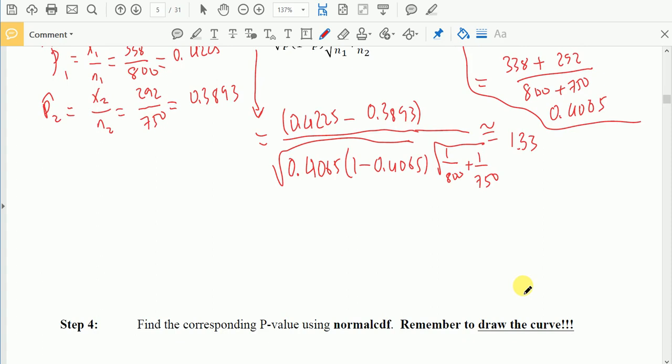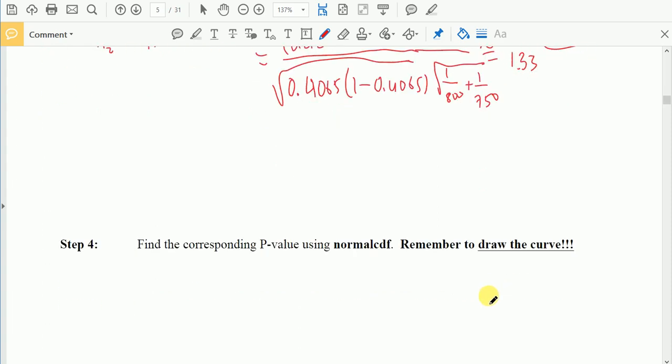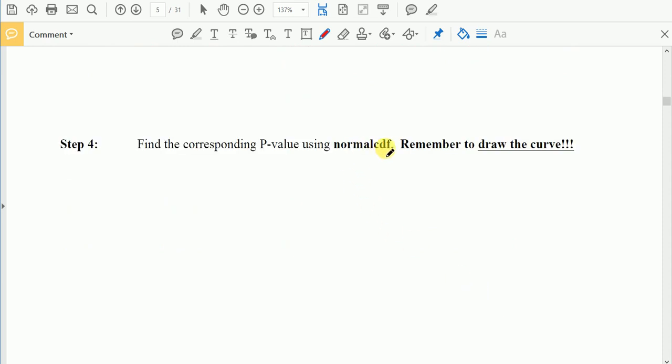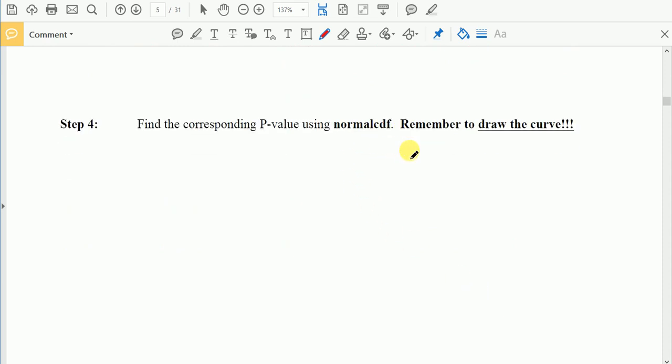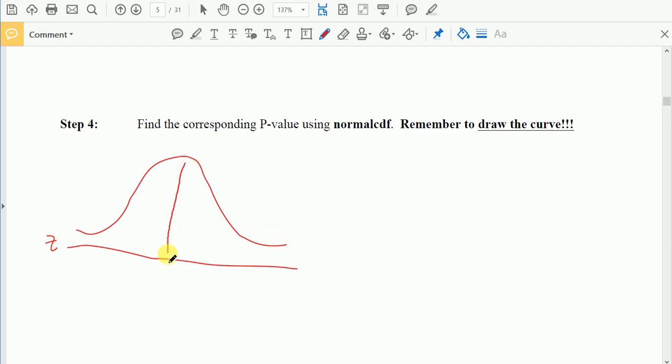Now, once you get the test statistic, you need to find a p-value using the normal CDF. Now this is the right tail, right? So let's draw the curve first. This is the z. This is 0, right? We have 1.33, so it should be around here. And then this is the right tail, so from this point and all the way to the right.